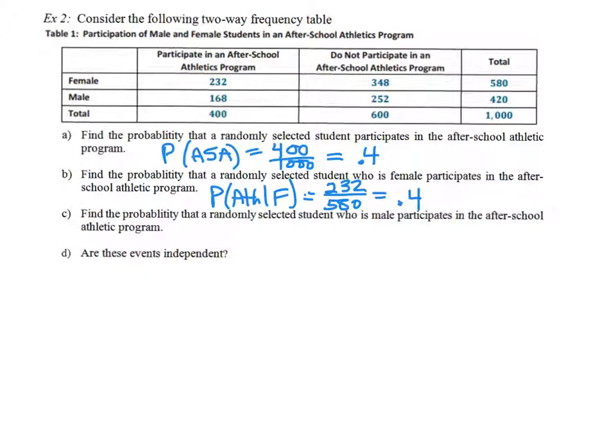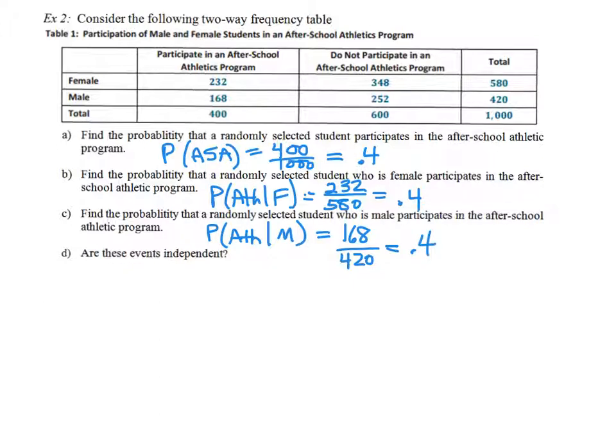So because we see that those two answers match, I can go ahead and say that these events are independent. Now, just to see for the males, it has to work out the same for the males if it worked for the females. So for the males, I'm going to say what's the probability of them being involved in an athletic program if they are male. Looking at the male row, I've got 168 that participate out of my 420 males that are part of the group. That also gives me 0.4.